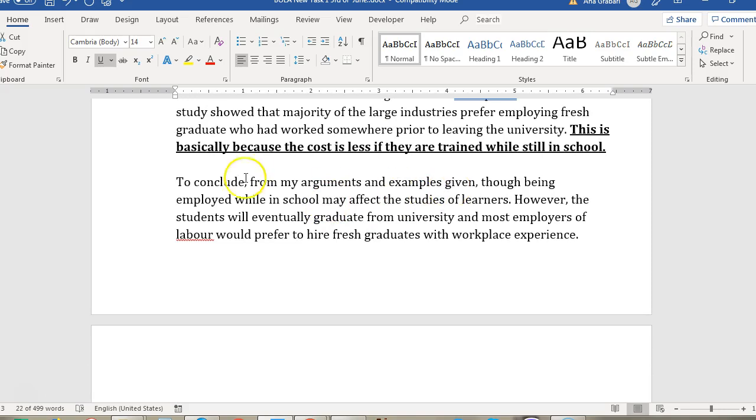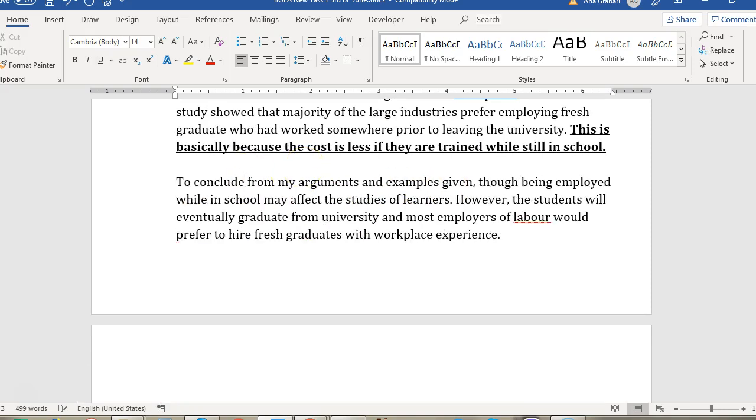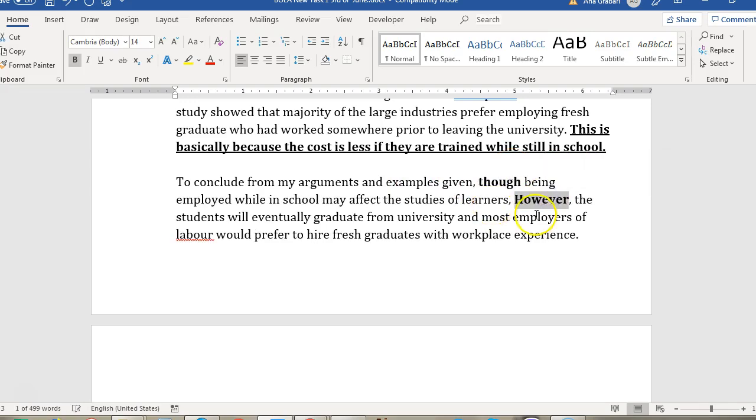To conclude, from my arguments, no, you don't need this comma here. To conclude from my arguments and examples given, I would say from the arguments and examples given, though being employed while in school may affect the studies of learners. Okay, look at this. You see, you have though here, and though is for contrast, and however is for contrast as well, so you don't need it.